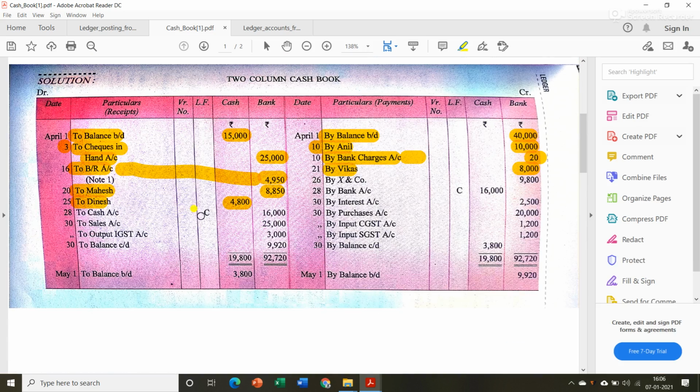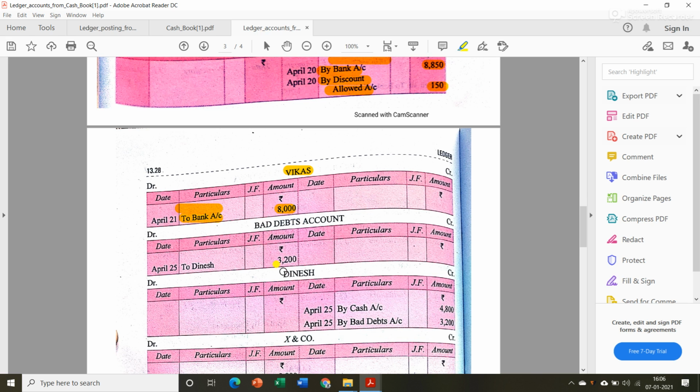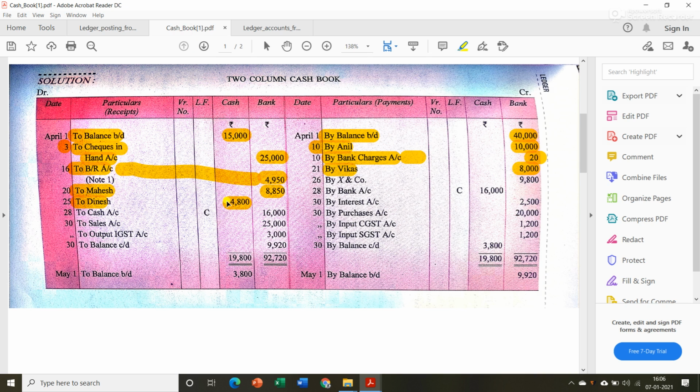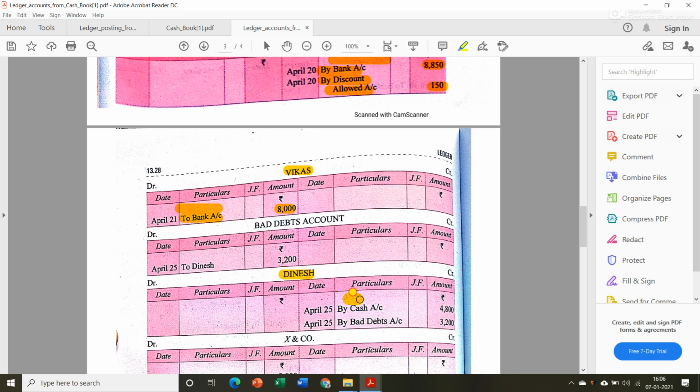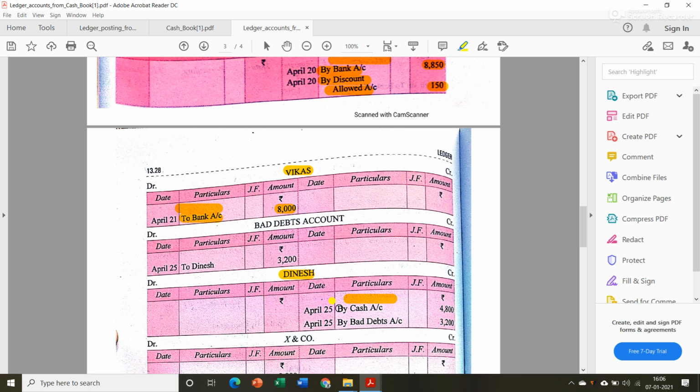Now since we received an amount from Dinesh, do we have Dinesh in our ledger account? No, so we will prepare Dinesh account. Then on which side is this transaction taking place? On the debit side. So in here we will write on the credit side. Then in which column did we write the amount? In the cash column. So that means we will write in here by cash account 4,800.